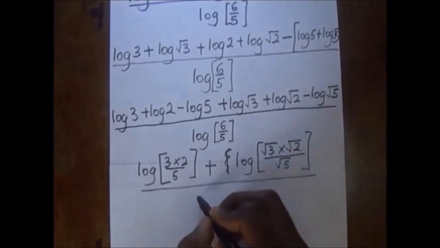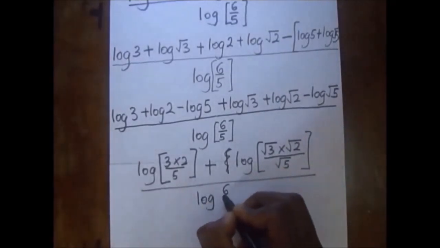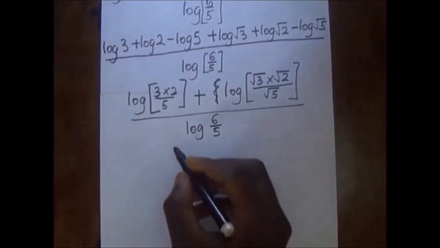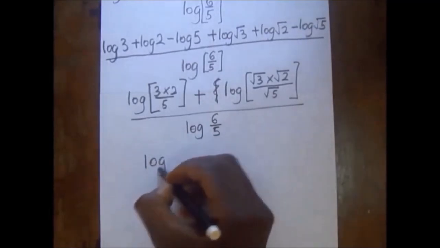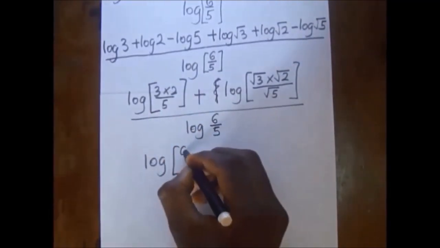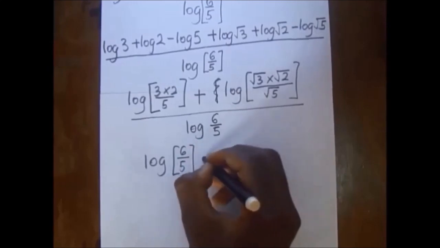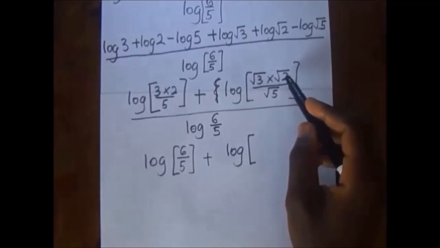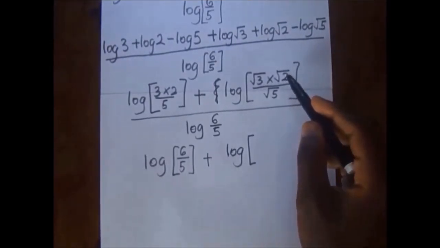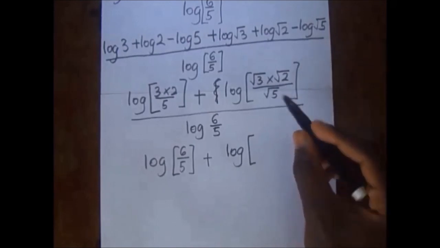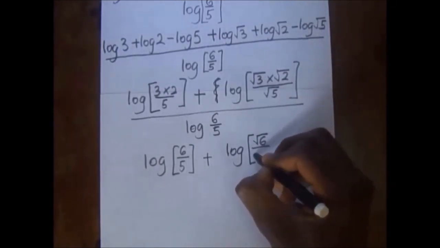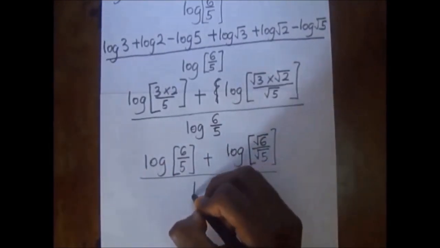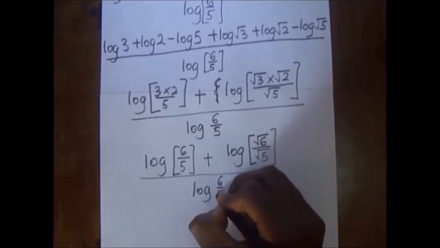All this, we divide by log of 6 over 5. So when we continue, it's going to become a log of 3 times 2, which is 6, over 5, plus log of, now root 3 times root 2, from our law of indices from our previous videos, is the root of 6. So it's going to become the square root of 6 divided by the square root of 5, over log of 6 over 5.